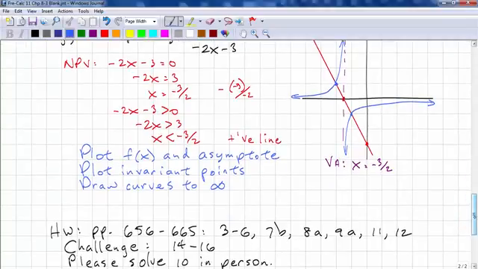So here's your procedure. We plot f of x and the asymptote. We draw the invariant points, and then we draw the curves to infinities. And that completes this lesson.